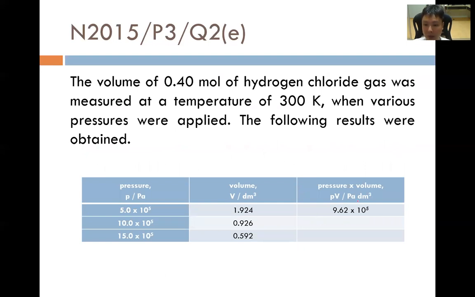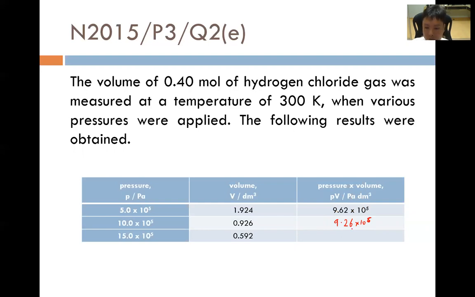We are supposed to complete this table, so we're just supposed to take this, multiply by this. A very, very boring exercise, so I'm just going to do it to complete the question. So let me see. This is 9.26 times 10 to the power of 5. Let me see, is that correct? Sorry, just give me a sec. Oh, sorry, this is 10 to the power of 6. And the other one is 15 times 10 to the power of 5 multiplied by 0.592.